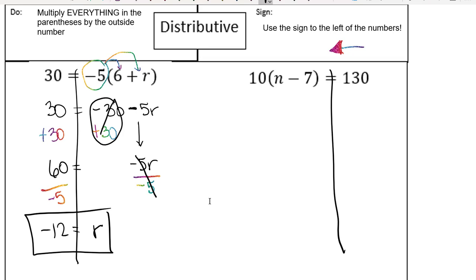Last example. 10 gets distributed to everything inside the parentheses. This is 10 times n is 10n. And 10 times, this is a -7. So 10 times -7 is -70. There's nothing to do with 130. 130 is not inside the parentheses, so I just bring it down.